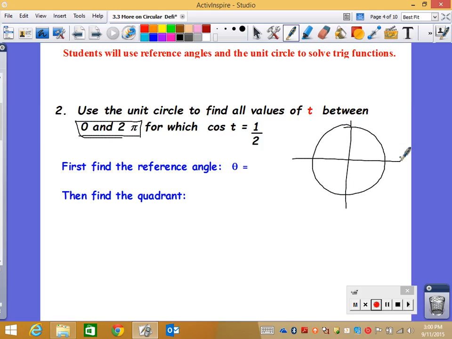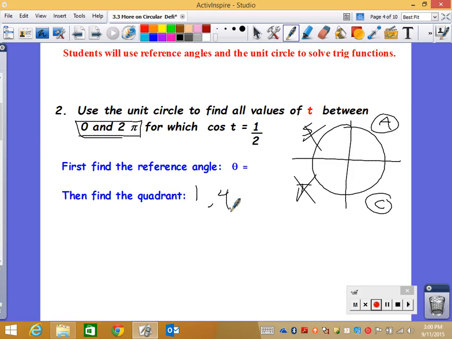You notice that the cosine of t has to be a half. Well, if that's the case, you know cosine of t is going to be positive. So let's figure out what quadrants my answers are going to be positive in. Using my All Students Take Calculus trick, I know that cosine is positive in the first quadrant and in the fourth quadrant. So we're just not going to even consider 2 and 3. So my quadrants here are going to be 1 and 4.